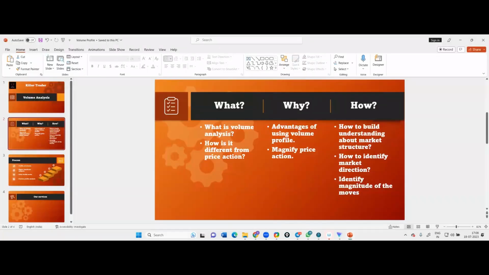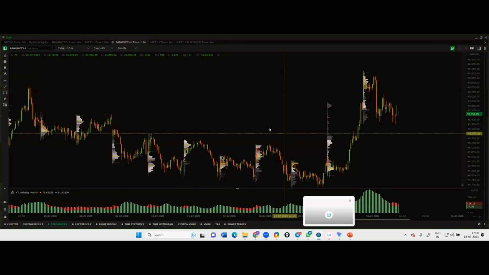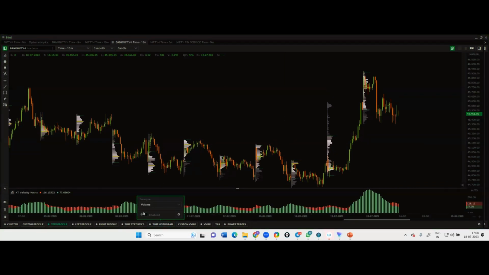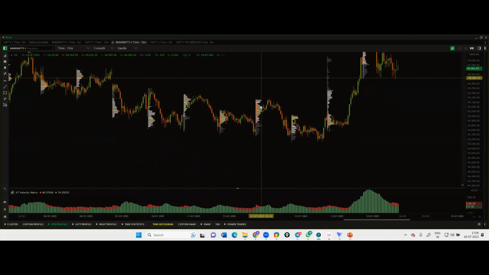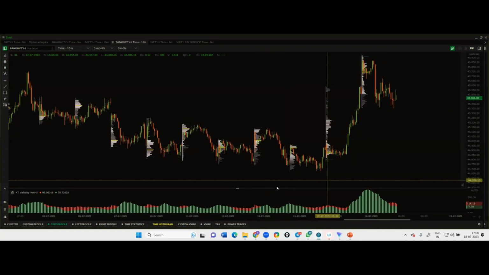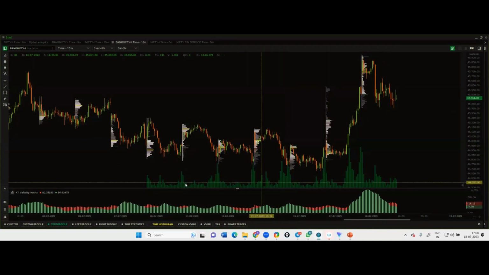Now that you understood what volume analysis is and why exactly you use volume analysis, there are multiple ways to use volumes in the markets. A lot of traders use their favorite volume indicator, the underlying volume tool that you see here. This particular indicator also talks about volume. Volume profile also talks about volume. So which one to use, or why exactly do I use volume profile?